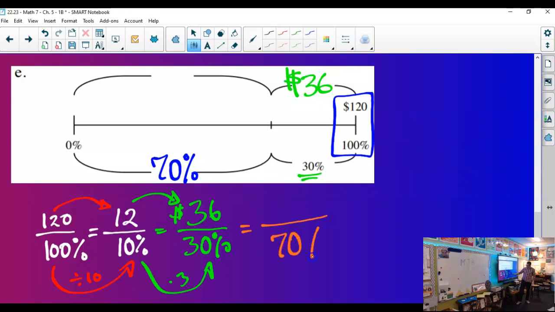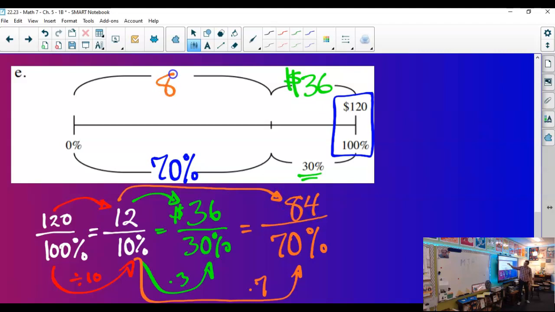Well, we could just go back to 10. Yeah, go back to 10. Times it by 7 to get to 70. Then times 12 times 7 to get 84. And then add them together equals 120.